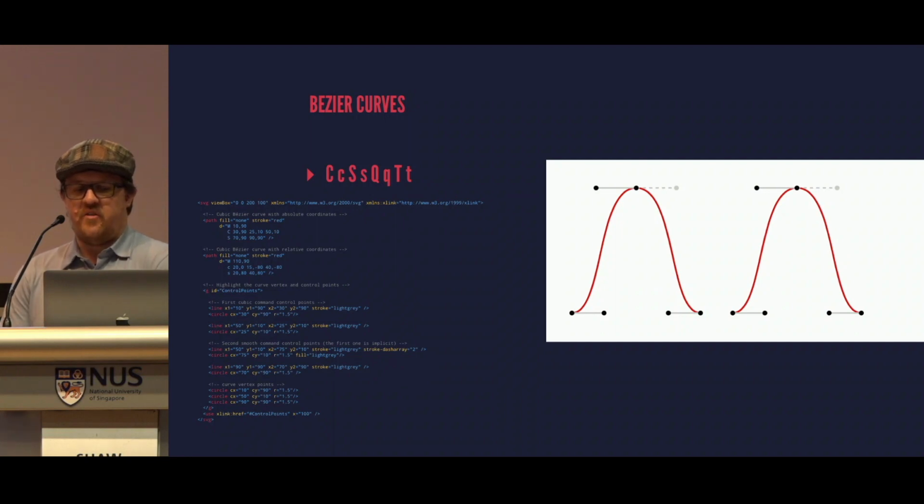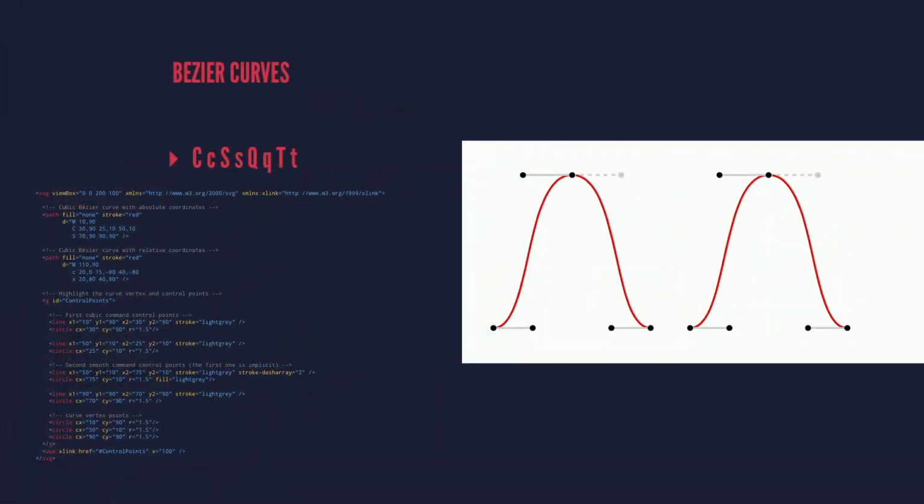Another path command is Bezier curves. So here we have stuff like a cubic Bezier curve, a smooth cubic Bezier curve. We have a quad Bezier curve and a smooth quad Bezier curve, all of which have some well-defined behaviour, and in XML it will look like this, producing the output on the right. Again, absolute and relative versions depending on the case of the command.